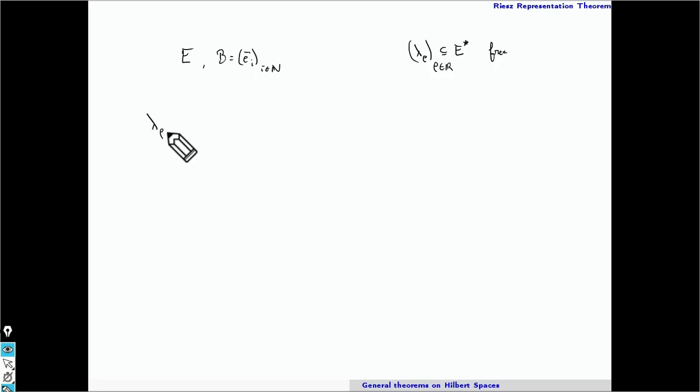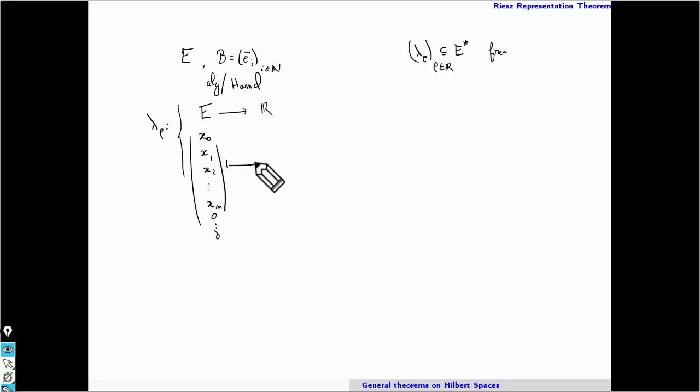So given a parameter ρ, let us consider the following linear map. By definition of an algebraic or Hamel basis, an arbitrary vector is always a finite sum of basis elements, so x0, x1, x2, and so on, and at some point it is 0. There are finitely many non-zero coefficients. And so to a vector, we associate the following real number, this time with the parameter ρ to a certain power. And as we have said, there are finitely many components, so this sum is a finite sum.